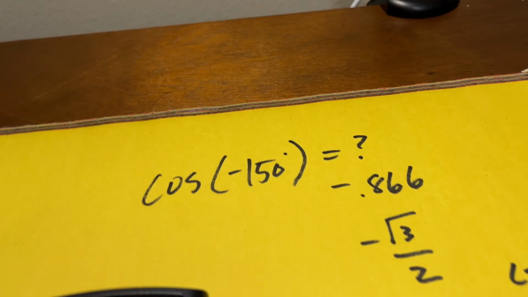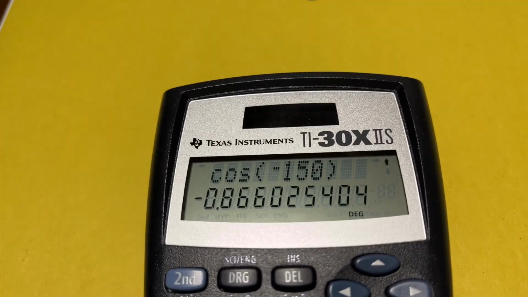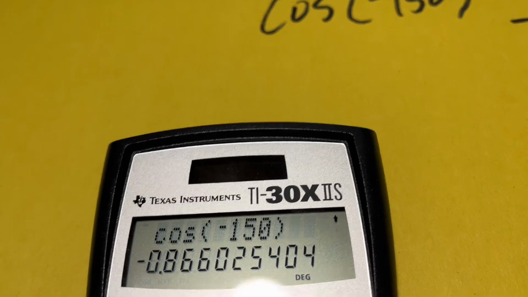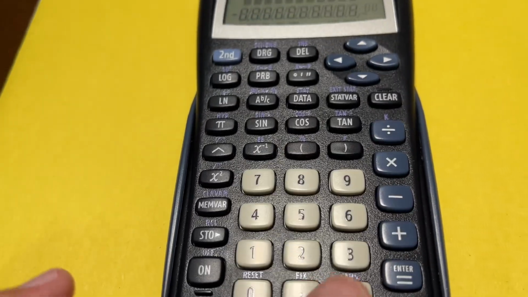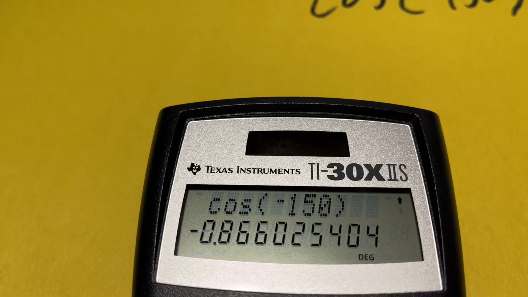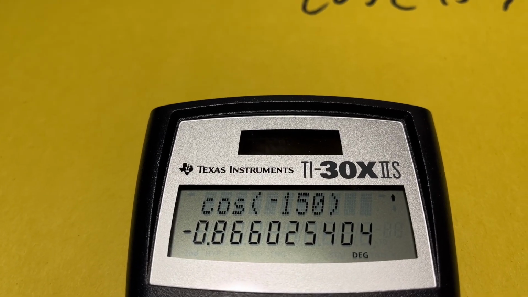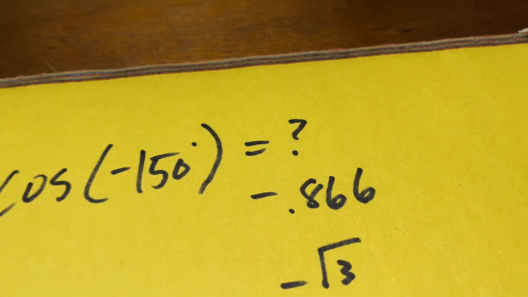Hey guys, let's talk about how to find the cosine of negative 150 degrees. Well, one way to do that is just using the calculator. You type in cosine, hit this button down here, cosine, and then do negative 150 and hit enter, and you get negative 0.866. So that gives us this answer, which is the correct answer, by the way.